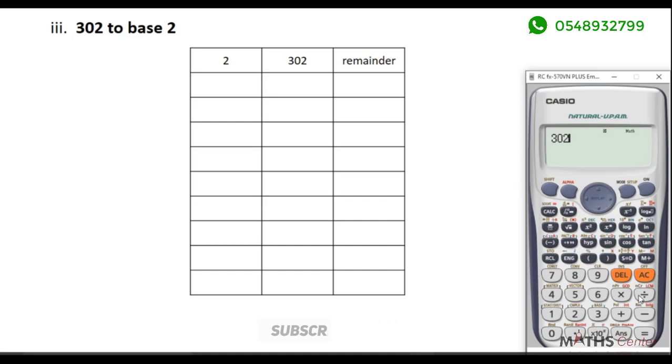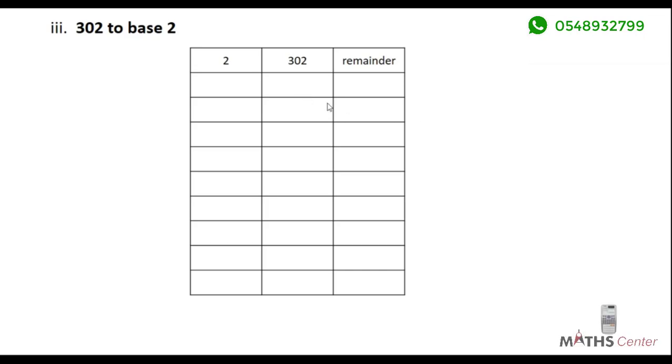302 divided by 2 gives us 151. So it's giving us 151 as a whole number without a remainder, so the remainder is 0. If you want to check that the remainder is 0, you multiply 2 by 151 and we get 302. You subtract it from 302, you get 0. You move on to the next one.